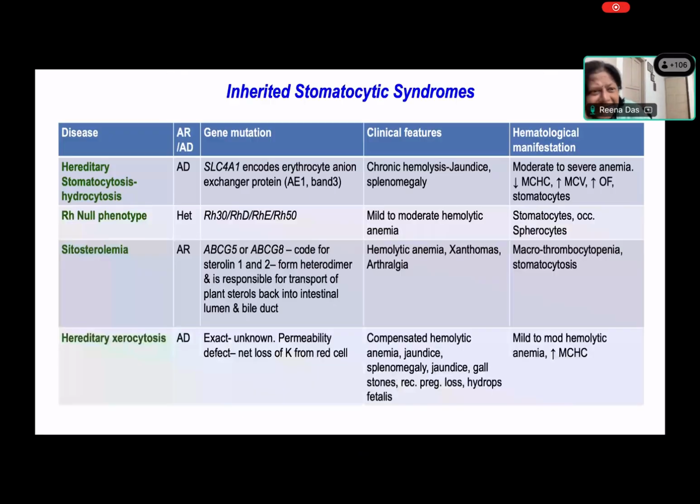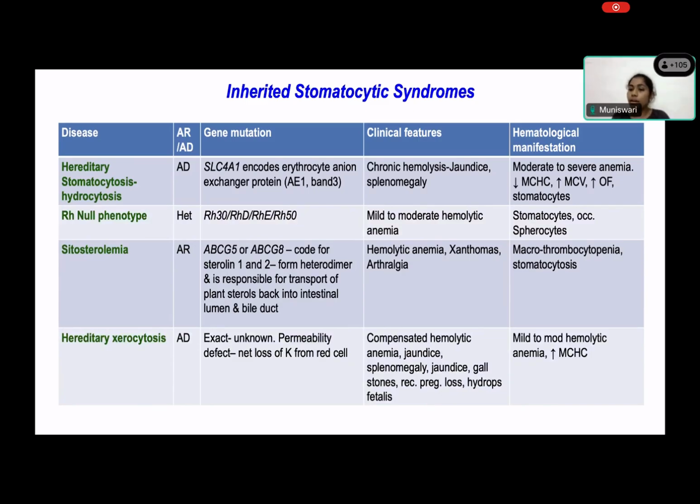So this is a nice case, and this is just a table to show the various stomatocytic disorders. This Mediterranean stomatocytosis is also known as sitosterolemia. Basically, the mutation gives rise to this protein sterolin which is defective, and the plant sterols which are transported. Basically, Munishwari, I think you know about this condition. Can you talk about it?